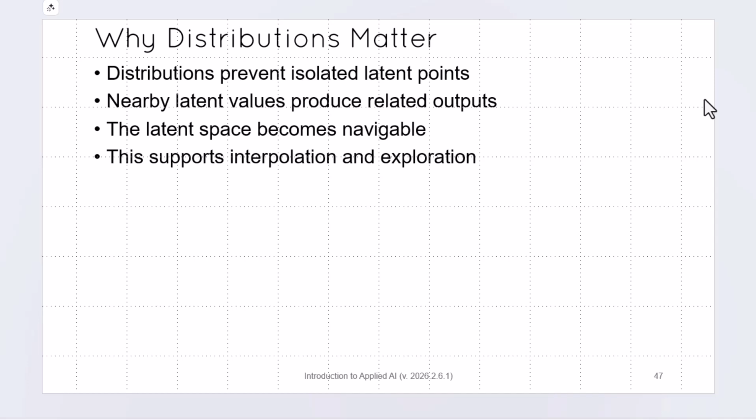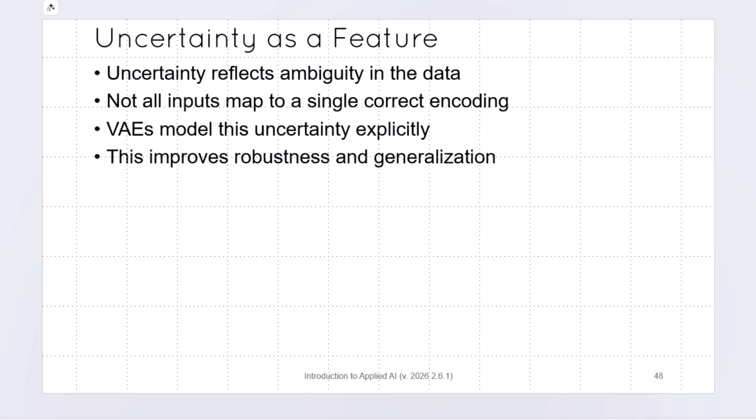Why does distribution matter? Distributions prevent isolated latent points. Nearby latent values produce related outputs, and the latent space becomes navigable. This supports interpolation and exploration. What about uncertainty as a feature? Well, uncertainty reflects ambiguity in the data. Not all input maps to a single correct encoding, and VAEs model this uncertainty explicitly, and that actually improves robustness and generalization.